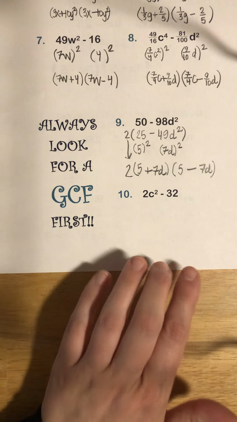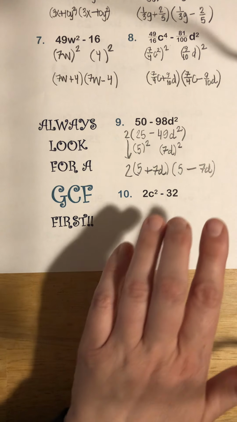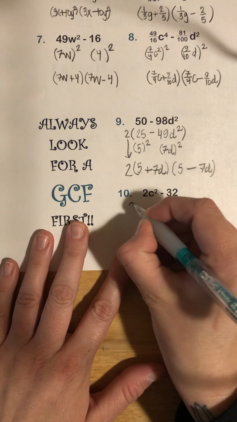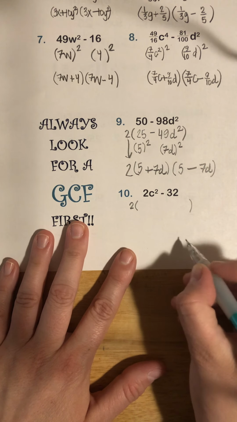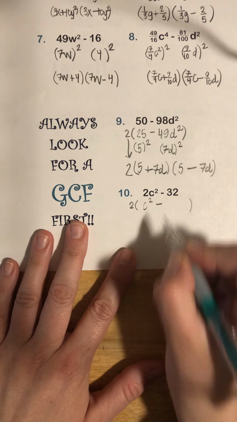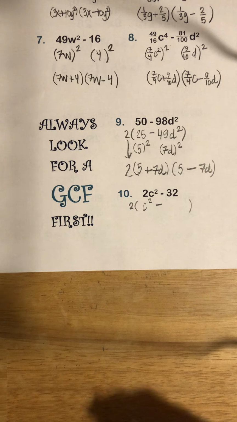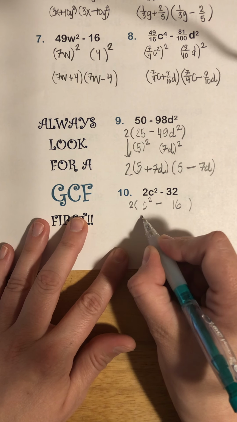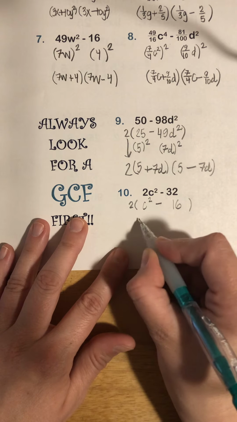So let's use that same knowledge for number 10. Do we have a GCF? Sure do, because those numbers are both even. That means they're divisible by 2. So if we divide that out, 2 divided by 2 is 1, so this is going to be a 1c squared minus 32 divided by 2 is 16. Is this a difference of squares? Well, it's certainly a difference.